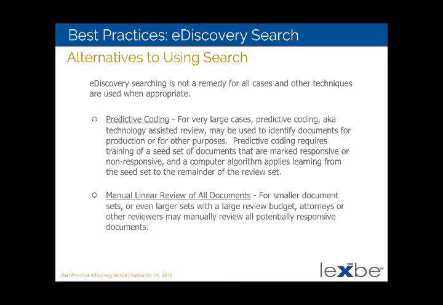There's also the manual review of all documents. Some cases are not that large, and it's feasible for one attorney or a review team to get through them. If you don't have a very large case and you have a budget that allows it, there's nothing wrong with doing a linear review of your documents, meaning document by document, and marking them accordingly that way.